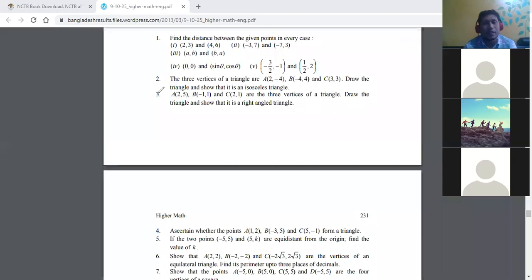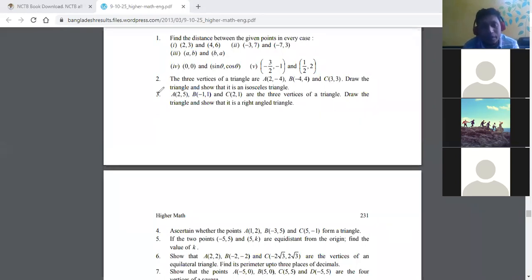We have to show that the sum of squares on any two sides is equal to the square on the other side, the hypotenuse. That is, we have to find AB square, BC square, and AC square. Then we will see that the sum of squares of any two sides, that is AB square plus BC square, can be equal to AC square, or AC square plus BC square can be equal to AB square. Any one of them will happen here. Thus, we will say that it is a right angle triangle.